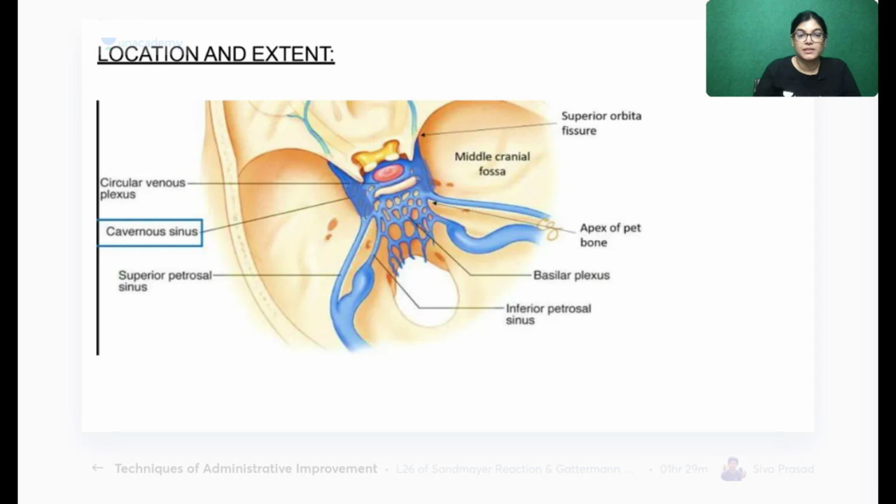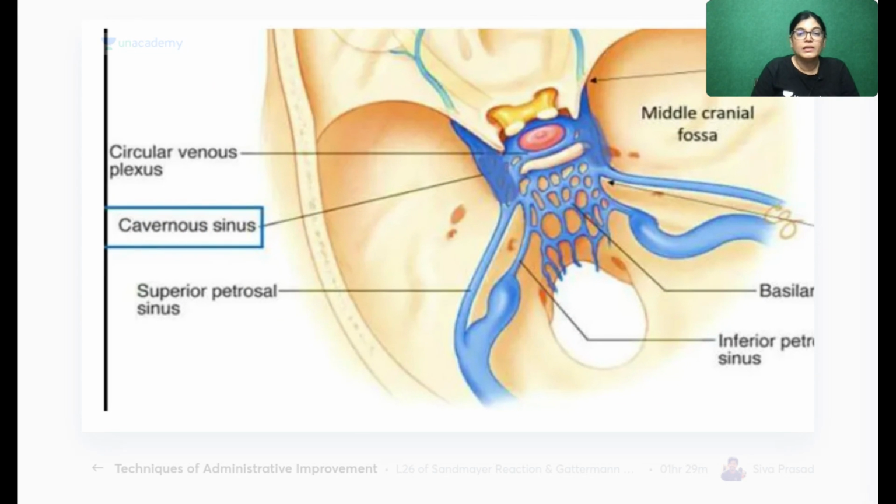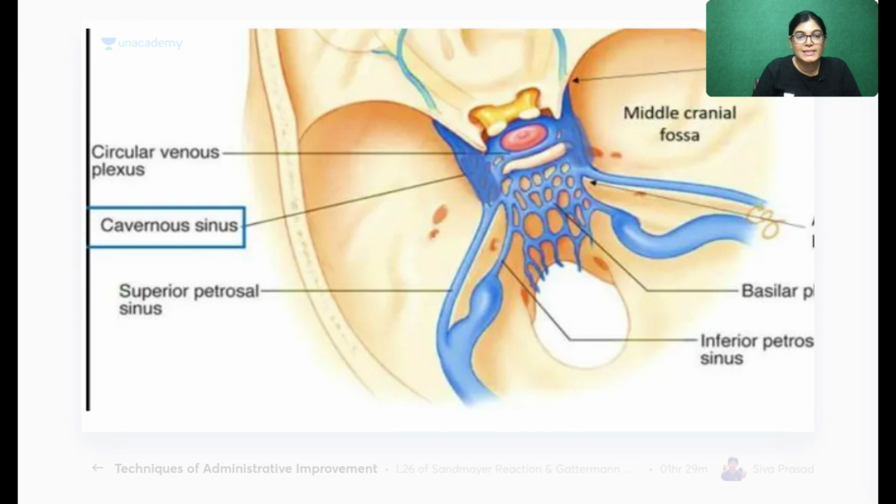Now coming to the extent. As you can see here, this is the cavernous sinus. This is the middle cranial fossa, and this is the sphenoid bone which you are seeing here. On either side of the sphenoid bone lies the cavernous sinus, in the middle cranial fossa.